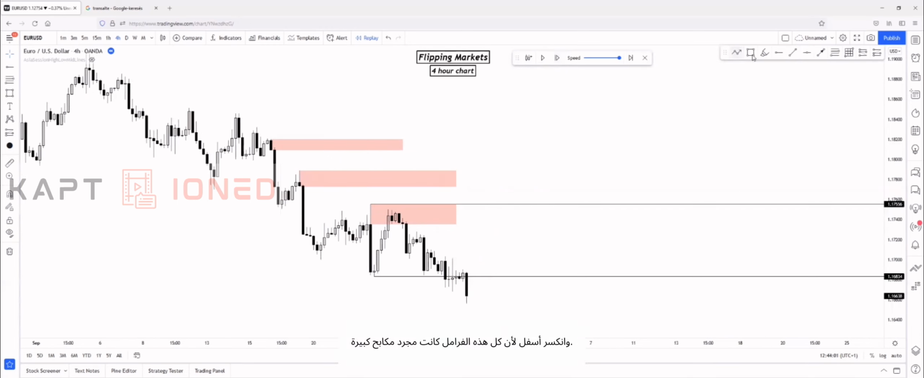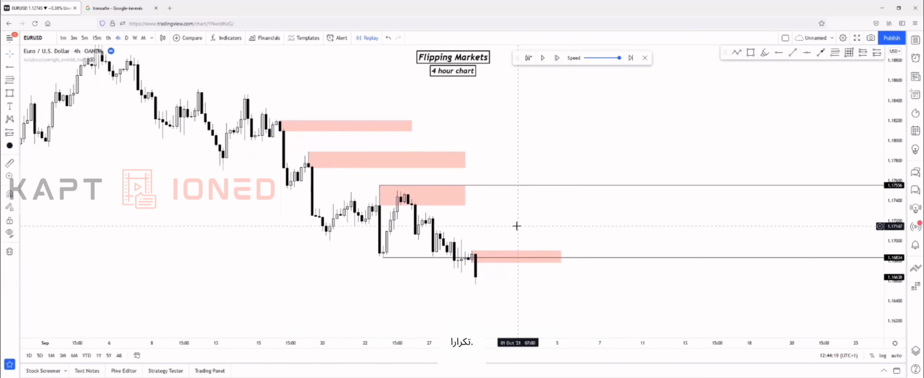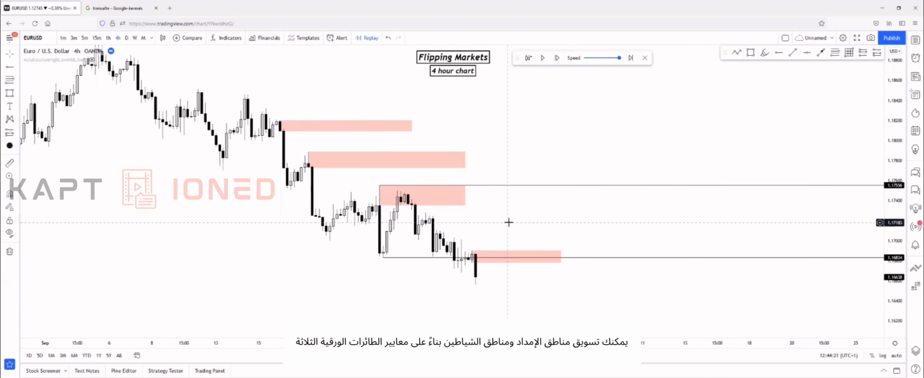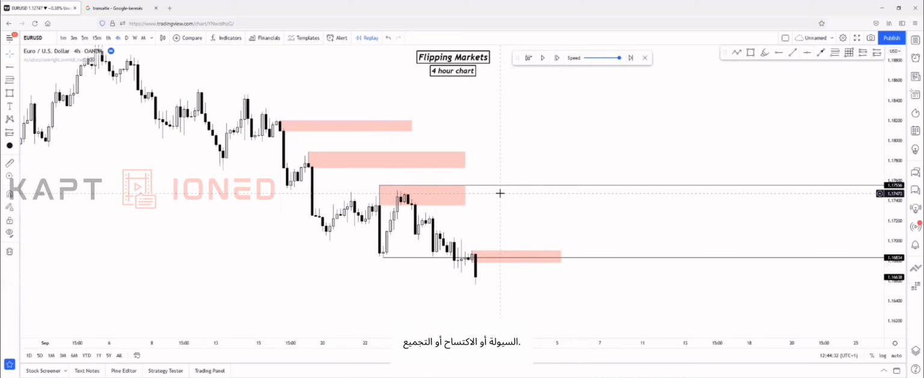And it broke below, because all of these breaks were just wick breaks. So I will count this as a real break of structure because it broke below the zone with a body close. Okay, let's just mark out this zone. This will be our new supply zone. And this method works over and over again. You can mark out supply zones and demand zones based on these three criteria: inefficiency, break of structure or change of character, or opposite side zone break, and liquidity sweep or collect.